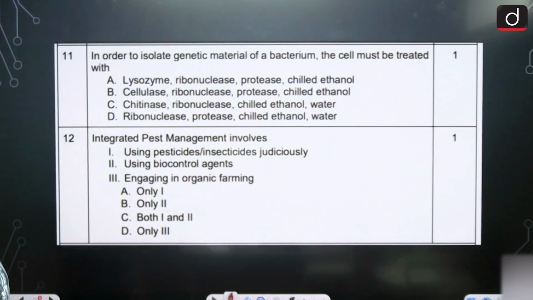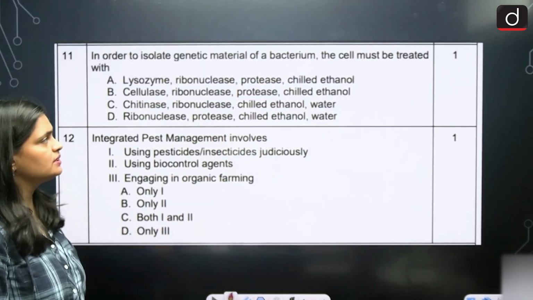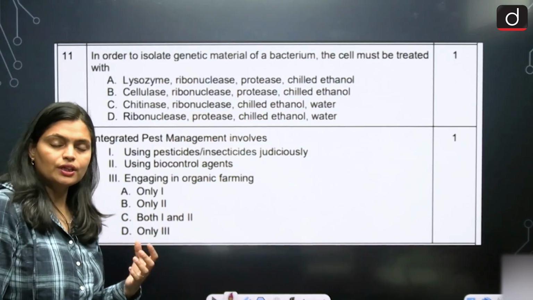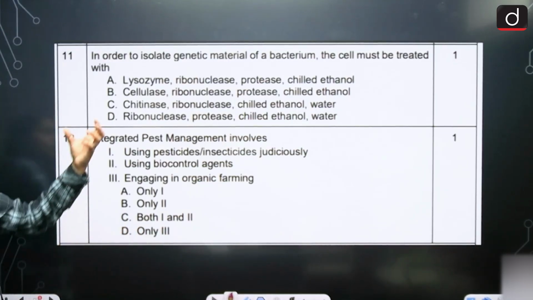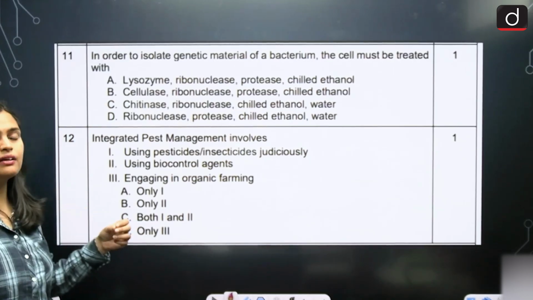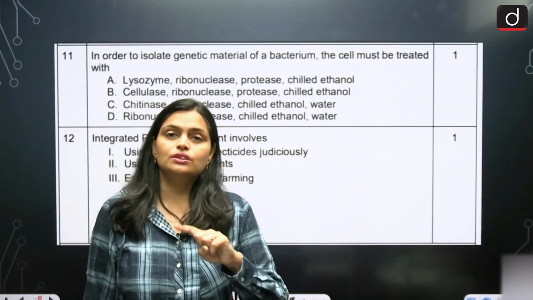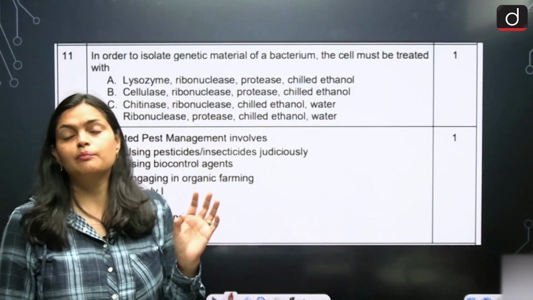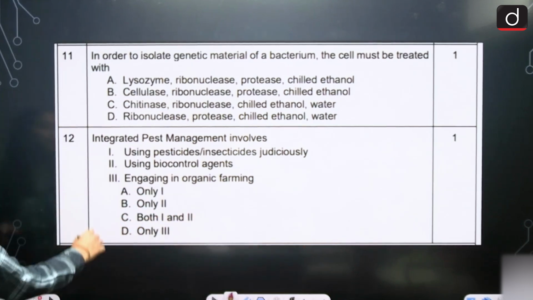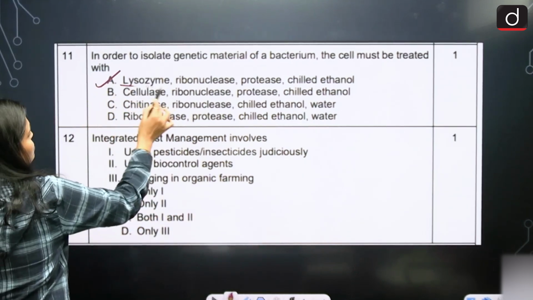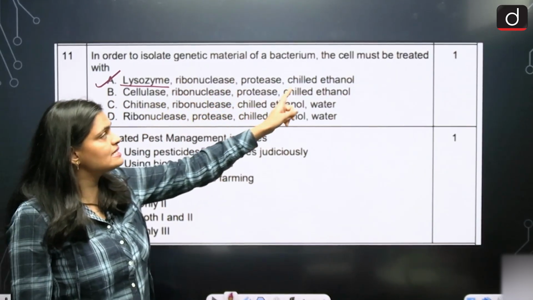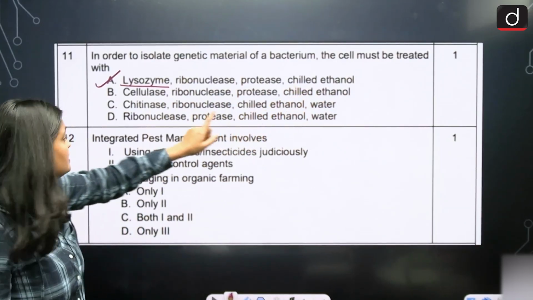In order to isolate genetic material of a bacterium, the cell must be treated with. So if you want to isolate genetic material from a bacterium, what do we treat the cell with first? You know the cell wall of bacteria is made up of peptidoglycan, right, and that can be digested with the help of lysozyme, right? Then ribonuclease, protease, chilled ethanol. So this is the sequence.